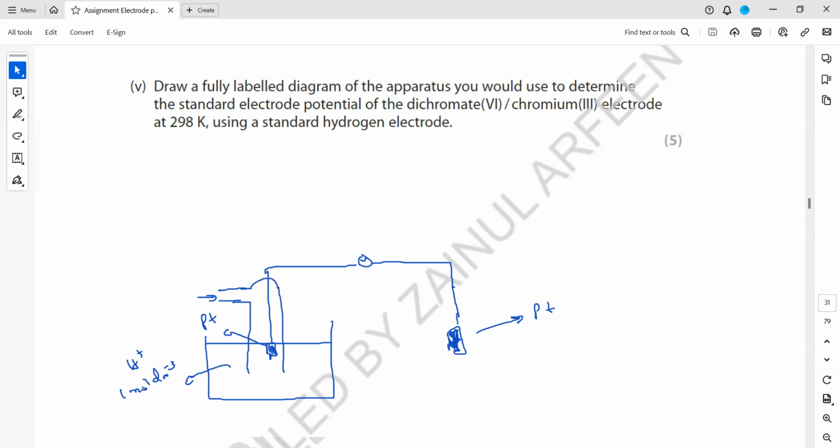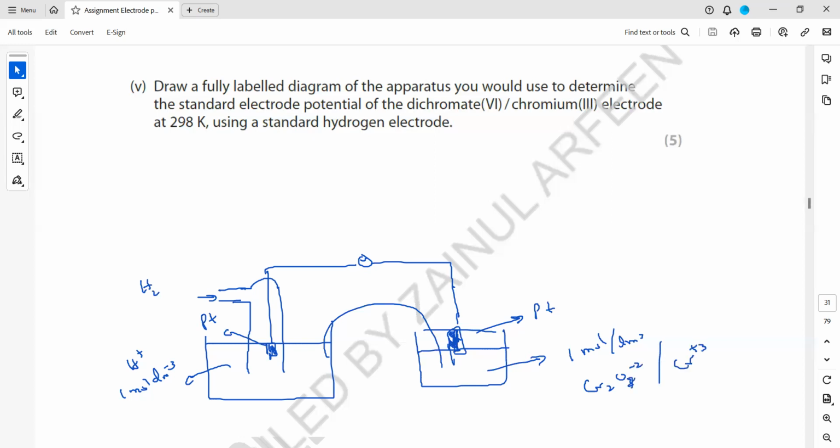Hydrogen will be bubbled here at 1 atm. A salt bridge will be there. And this solution should be 1 mole per dm cube, which contains both dichromate ion and chromium 3 ion. It should be acidified because it happens in acidic condition. So it must be acidified. But the total concentration for each of them should be in this manner.